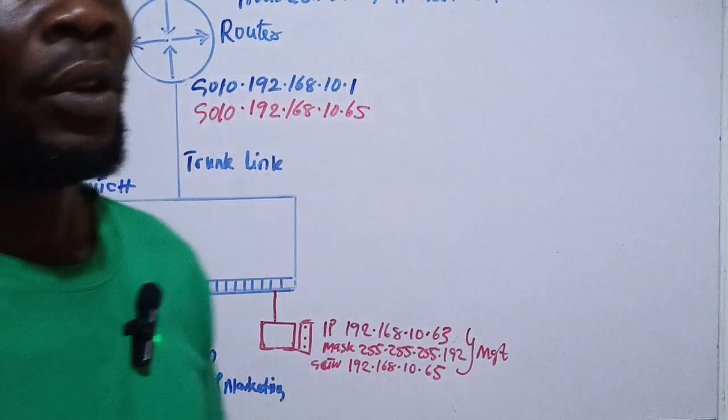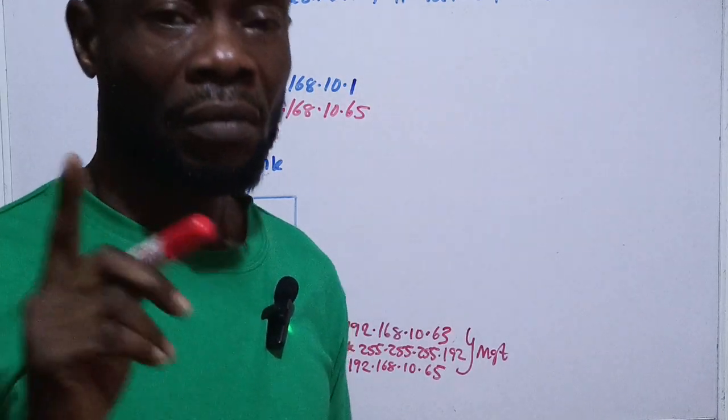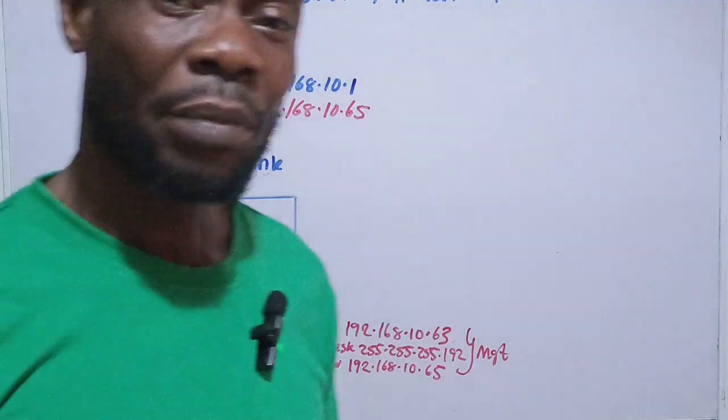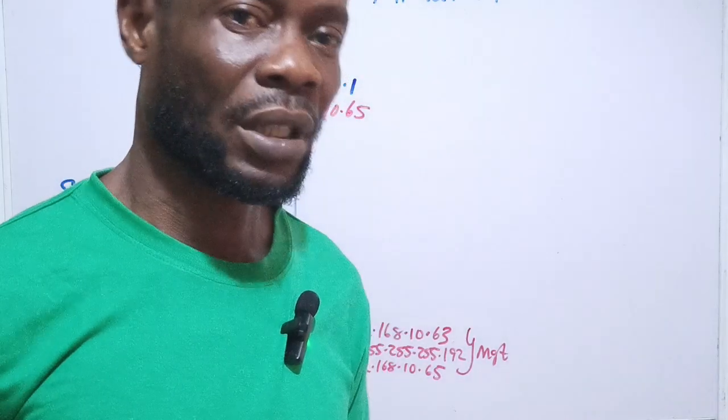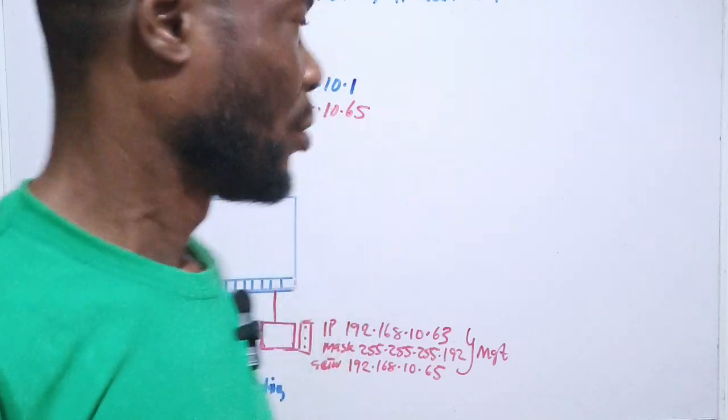Hi everyone. When your computer fails to connect to the internet, one of the troubleshooting steps you need to do is to check the IP address of that computer. It must have been wrongly assigned.